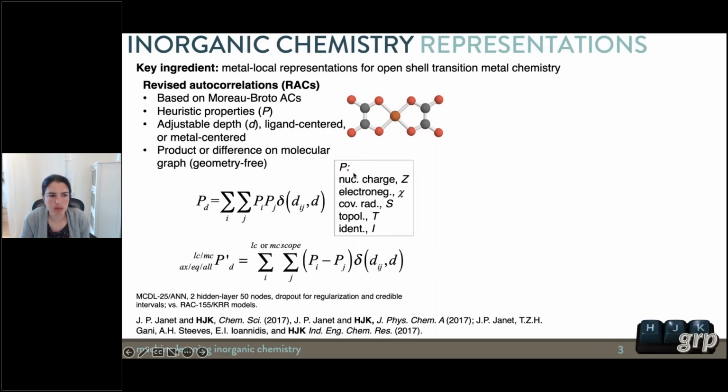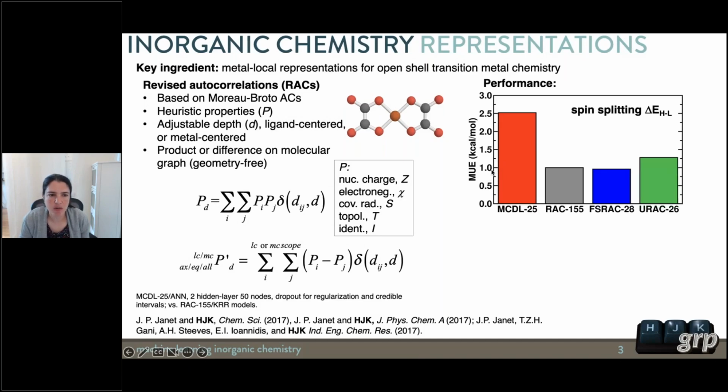The heuristic properties we use in these RACs can be more electronic in nature. So nuclear charge, electronegativity, we'll call those electronic properties. Covalent radius, topology, and identity are more geometric properties. And these are just heuristic properties that come from a lookup table. So we're preserving the accelerations and speedups that you saw in the previous talk.